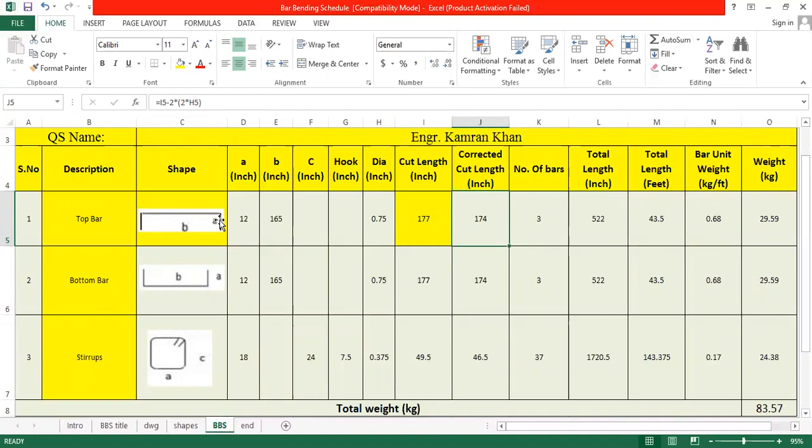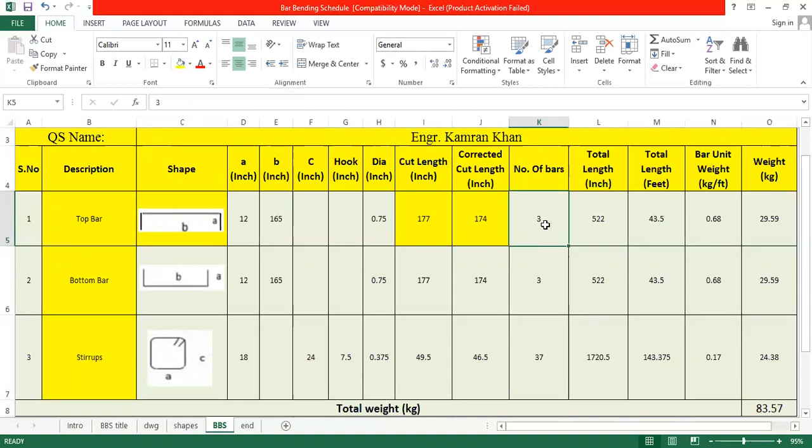Because when we bend the steel bar at 90 degree, by definition it will stretch, it will elongate. In order to avoid this elongation practically on field, and in order to avoid wasting our reinforcement on field, we are deducting this elongation in advance when we are preparing the bar bending schedule. That is why we are doing the correction, just to avoid the elongation of steel.